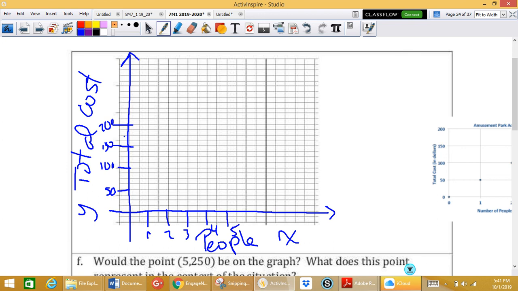So at 1 person, it's 50. At 2, it'll be 100. At 3, it'll be 150. At 4, it'll be 200. So we have a straight line that goes through (0, 0).